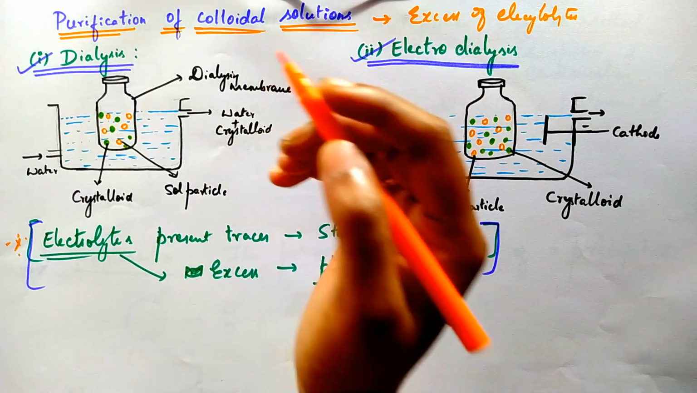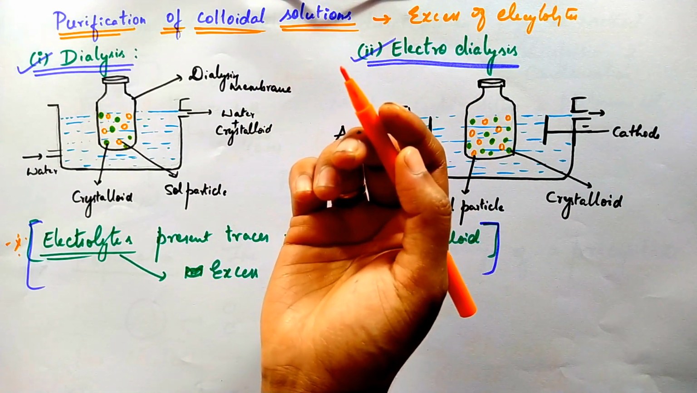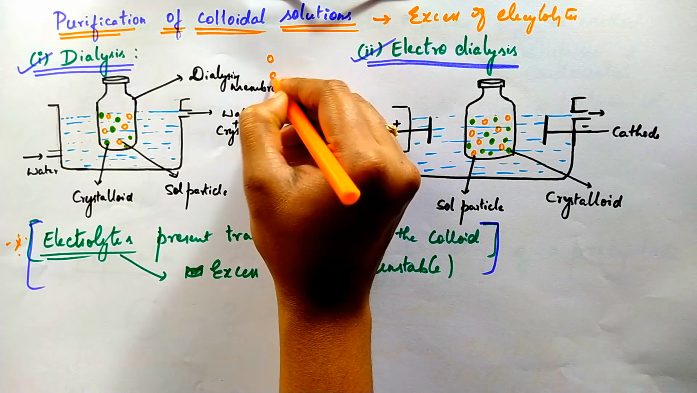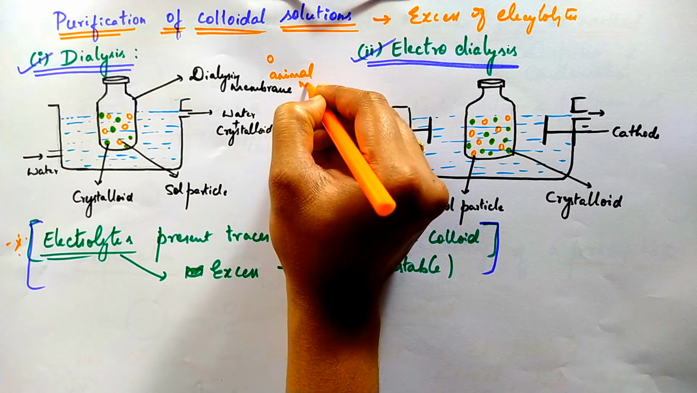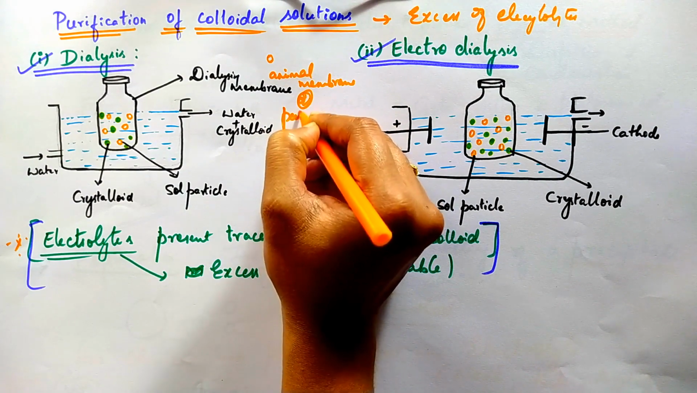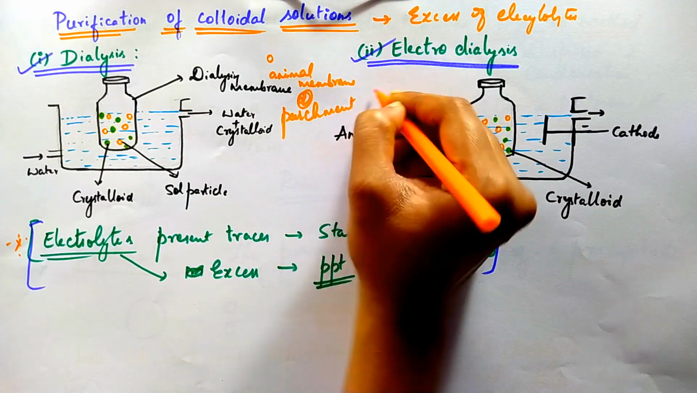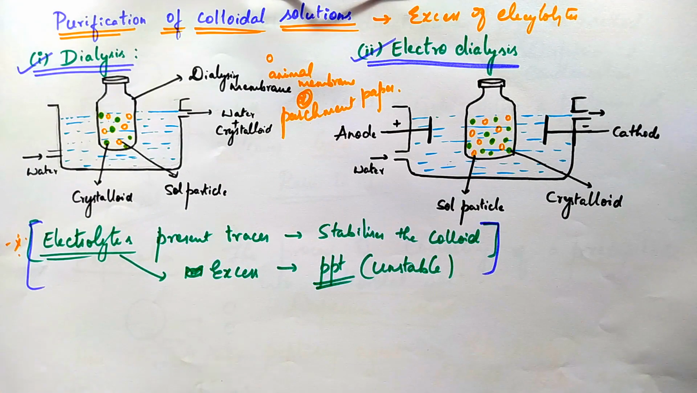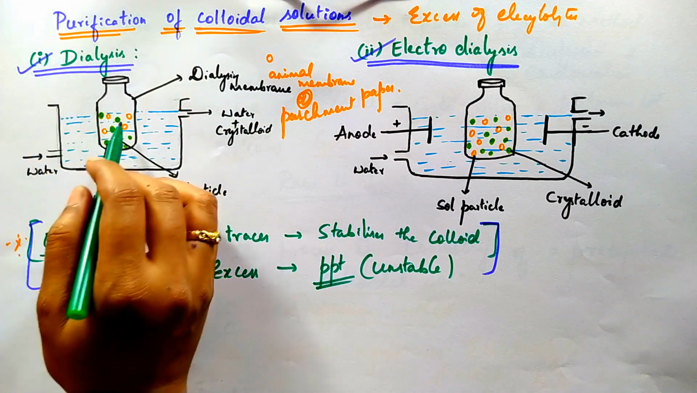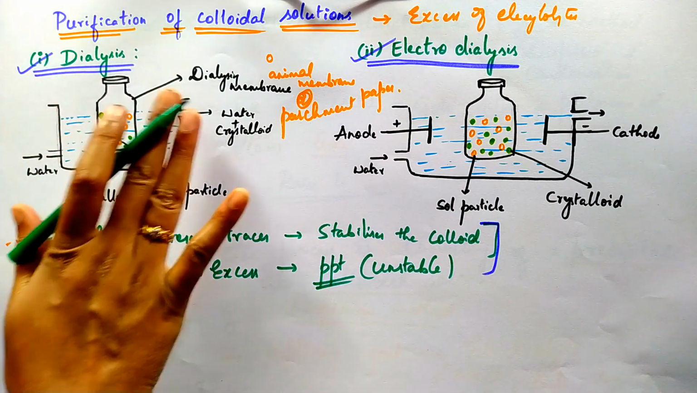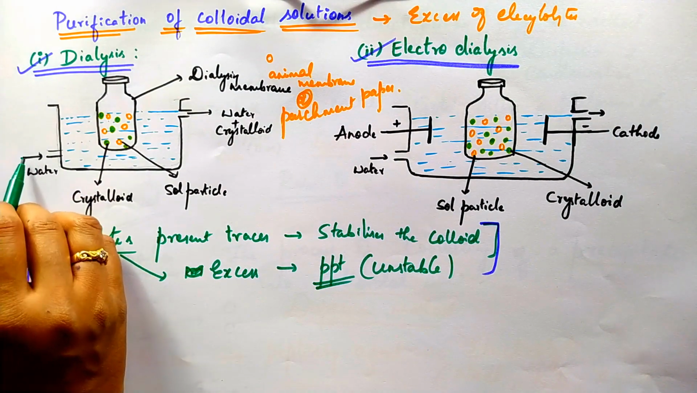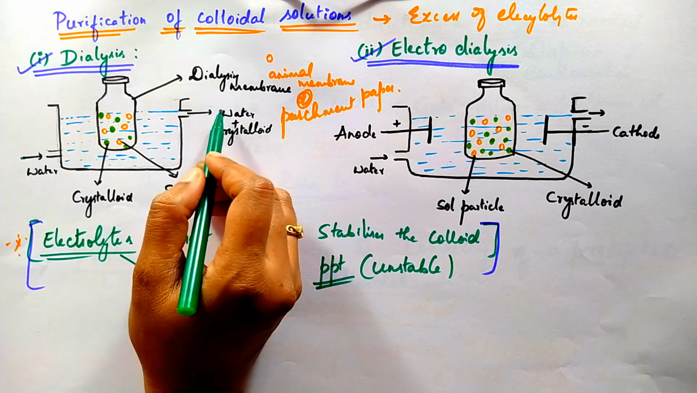Why we use this animal membrane or parchment paper is that it has a very small pore size. So we call this a dialyzer, which contains the colloidal solution. I have taken this colloidal solution in a vessel which has two openings. Here the water is flowing in and here it flows out.